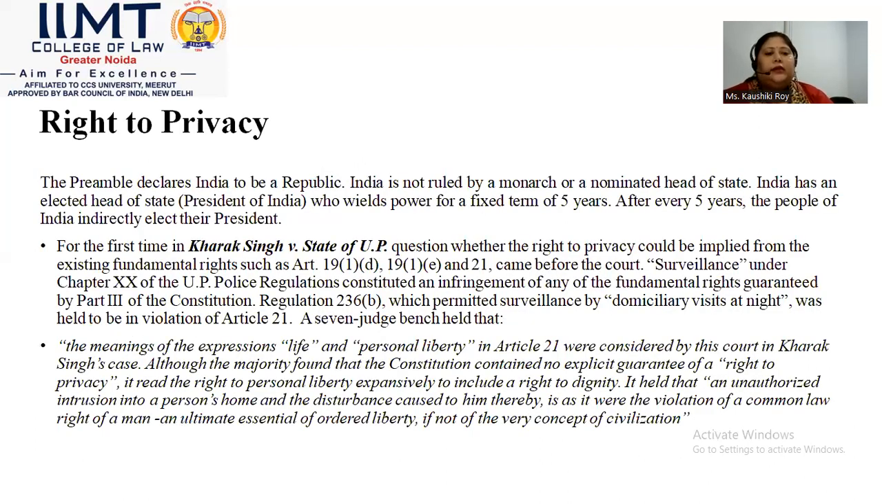Right to privacy. The preamble declares India to be a republic. India is not ruled by a monarch or nominated head of state. India has an elected head of state, the President of India, who wields powers for a fixed term of 5 years. After every 5 years, the people of India indirectly elect their president.